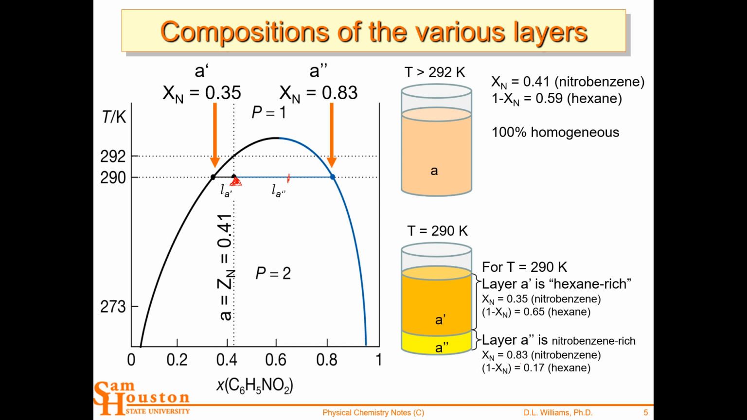This is the middle point where you calculate those lengths. We can take 0.41 and subtract 0.35 to get that length, and we can take 0.83 and subtract 0.41 and get that length. That ratio will give us the ratio of total moles. I have the math revealed here as we go through the notes.